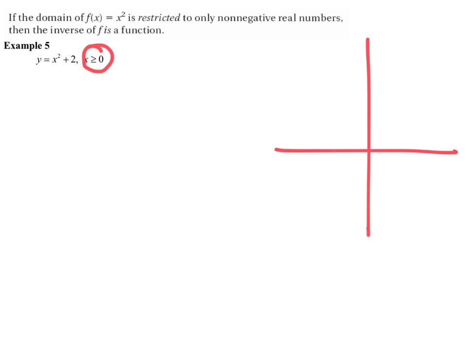So starting with 0, we'd have 0 squared plus 2, and then 1 squared plus 2 would be 3, and 2 squared plus 2 would be 4 plus 2 would be 6, and so on. But we only graph that half of it, because we're only graphing from 0 on out.